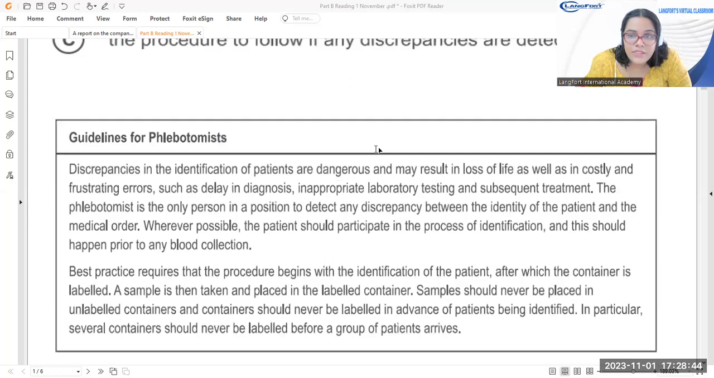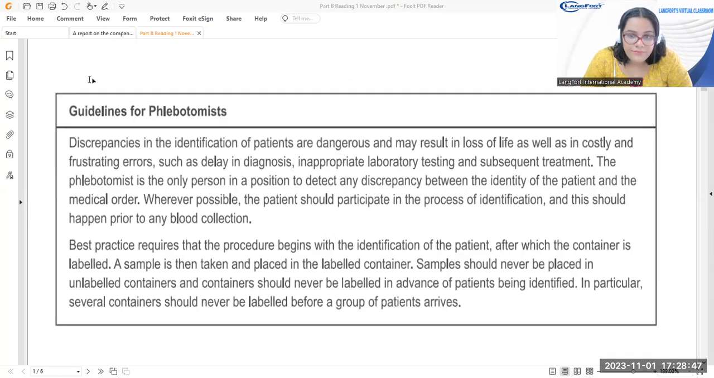All of you go through your extract. Come on, all of you. All of you go through it.